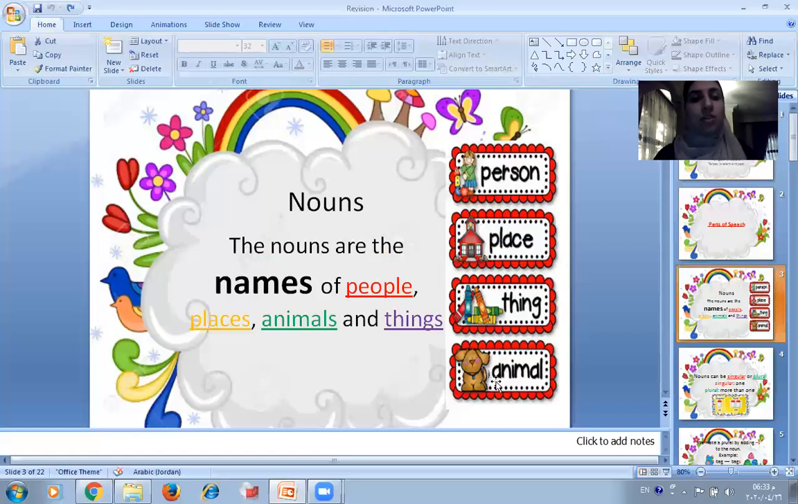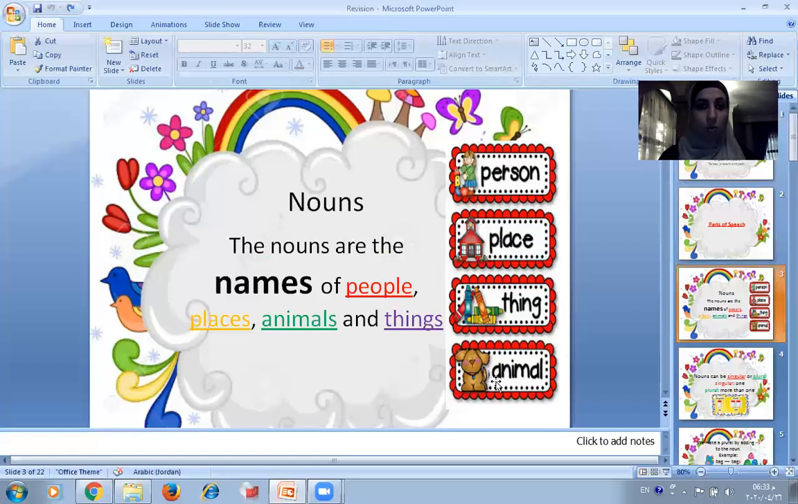Animals. Animals in the world are, I can't hear you, nouns, nouns, nouns. The animals in the world are nouns, nouns, nouns. Dogs, cats, and giraffes.